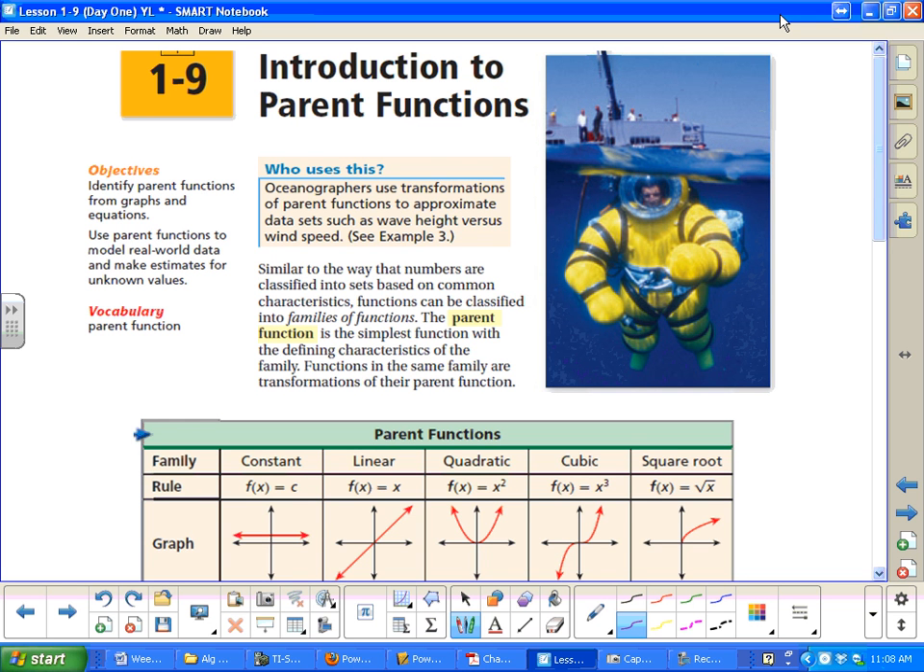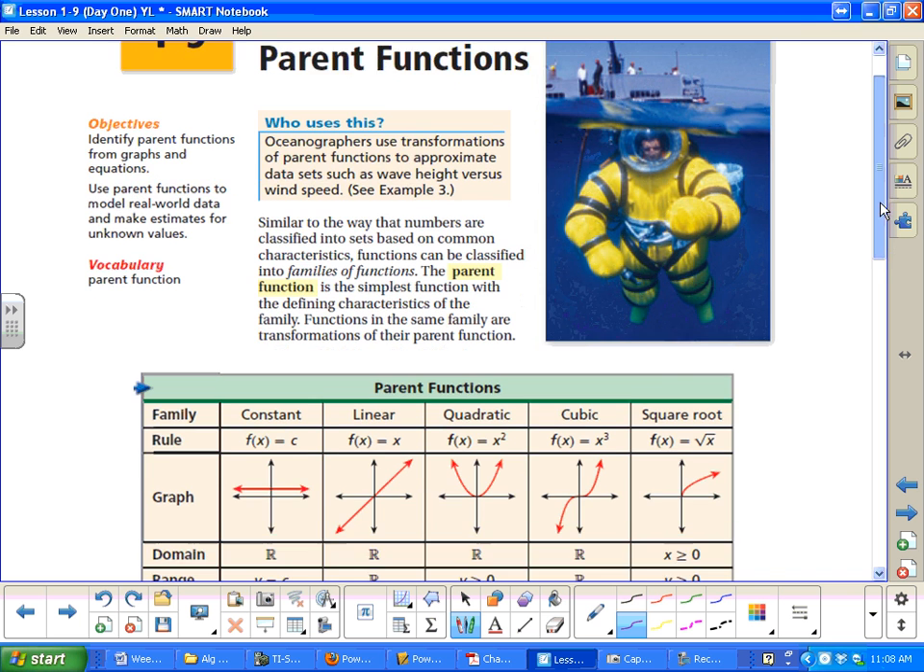Okay, so we're going to talk about parent functions. What parent functions are is the simplest form of a function. If you look over on the board on the wall, there is a poster over here that shows all of the different parent functions. We're only going to talk about 5 of those specific ones, but they're listed here.